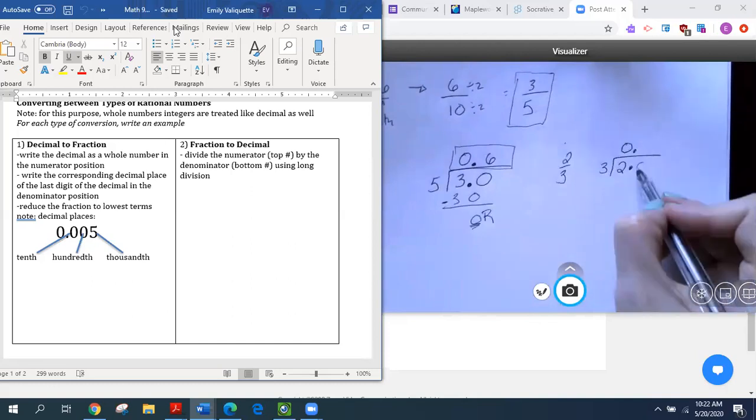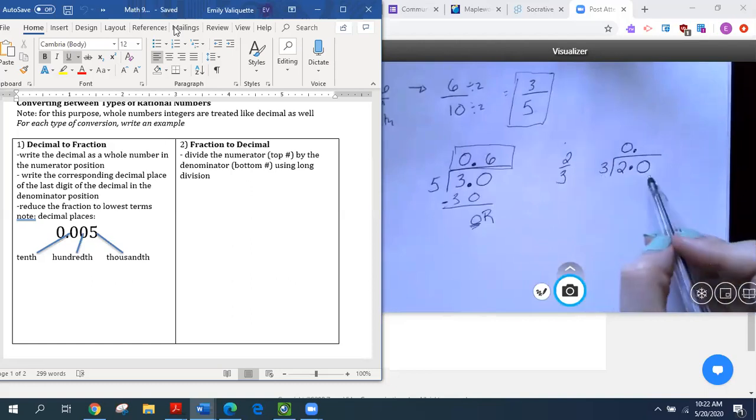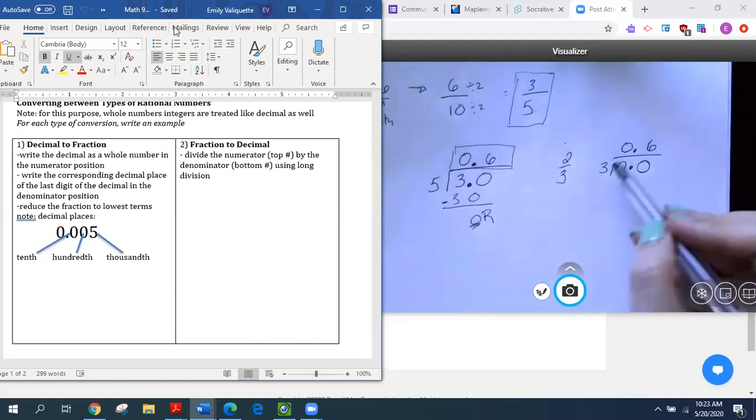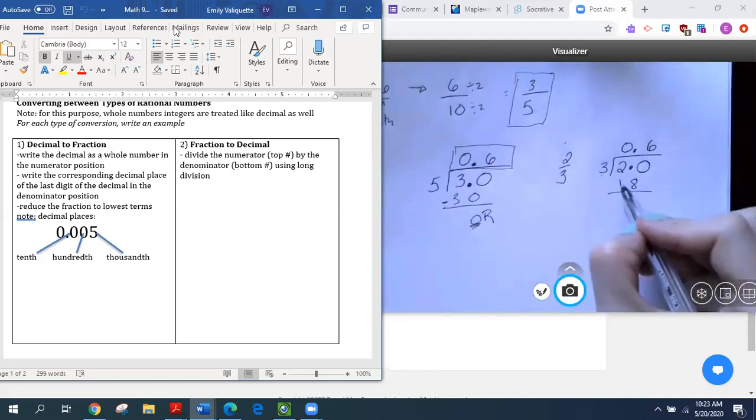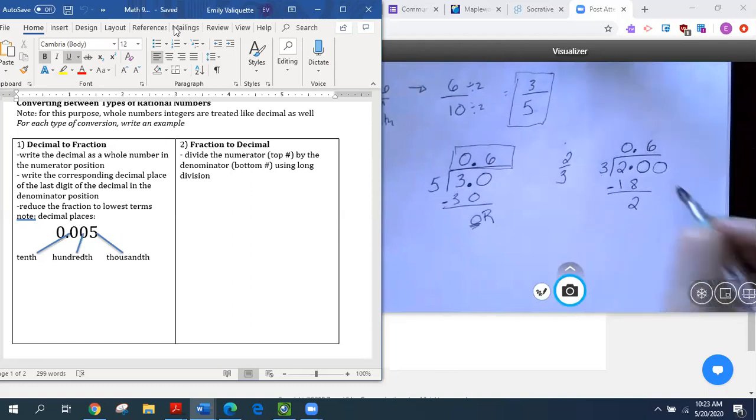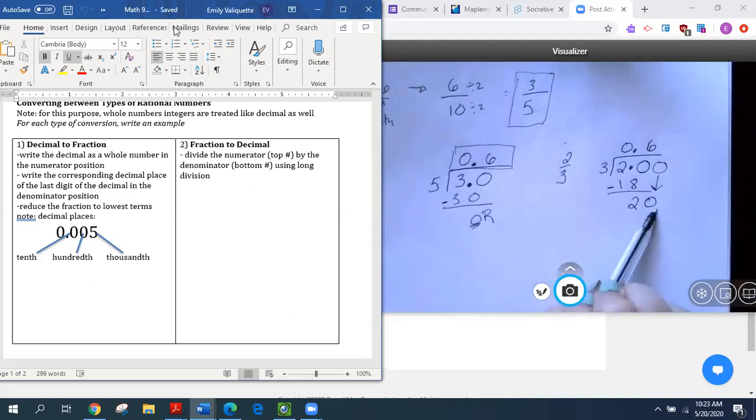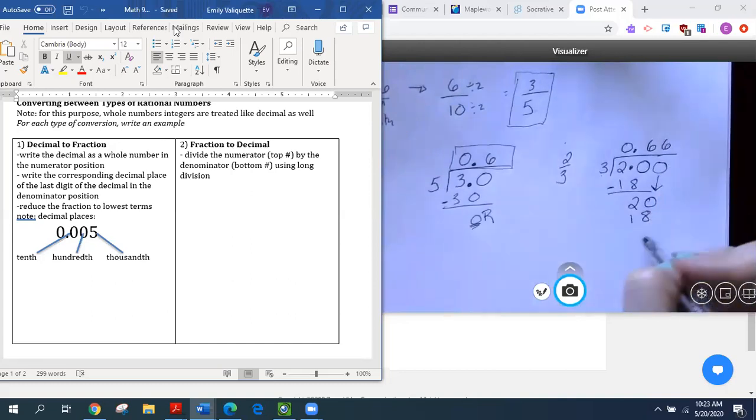and add a 0. Now I'm going to say 3 can go into 20. How many times? And the answer is 6 times, because 3 times 6 is 18. And then we subtract those, and my remainder is 2. So I'm going to write another 0 and bring that down. Now I'm going to say, how many times does 3 go into 20? And of course, once again, it is 6. Because 3 times 6 is 18, and if I subtract them, I get a remainder of 2.